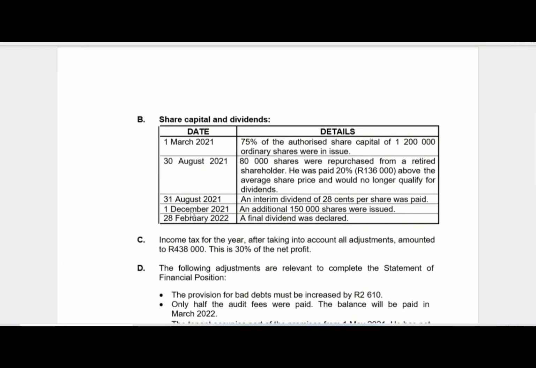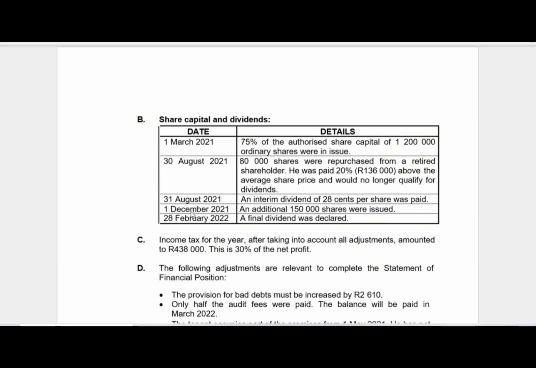So on the 31st of August 2021, an interim dividend of 28 cents per share was paid, right? An interim dividend of 28 cents per share was paid. So we are dealing with the number of shares now. So let's leave the dividends for now.